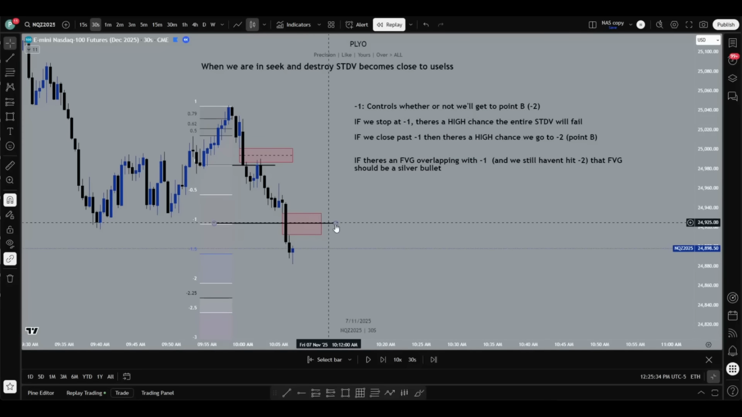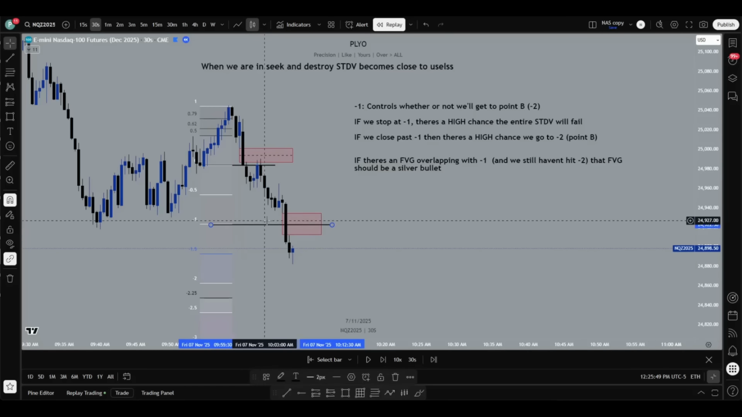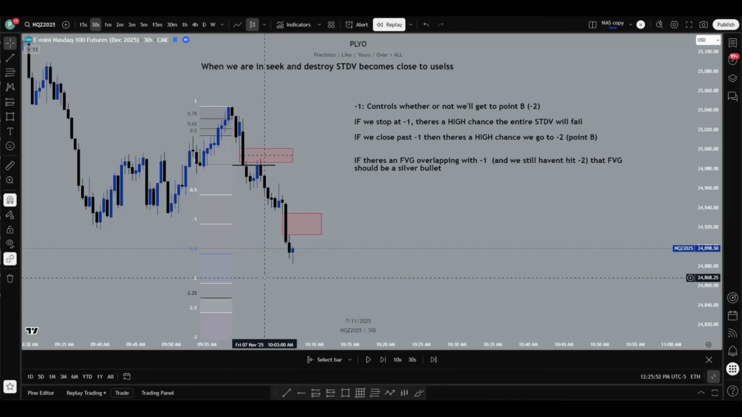It's not a silver bullet in the traditional sense because a silver bullet in ICT terms is really the first FVG that forms after 10 o'clock or 2 p.m., right? Because that's a silver bullet. That's in terms of time. Standard deviation silver bullet is simply when it overlaps with -1. You can expect that FVG to hold. That's what I'm saying. As long as we haven't hit -2.